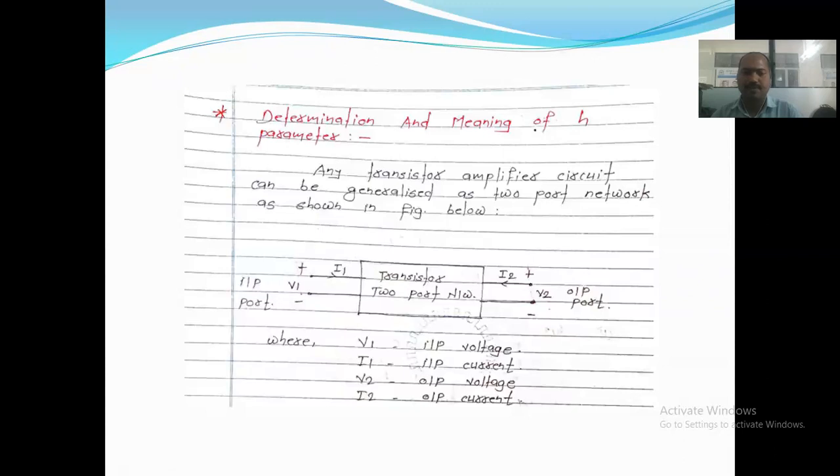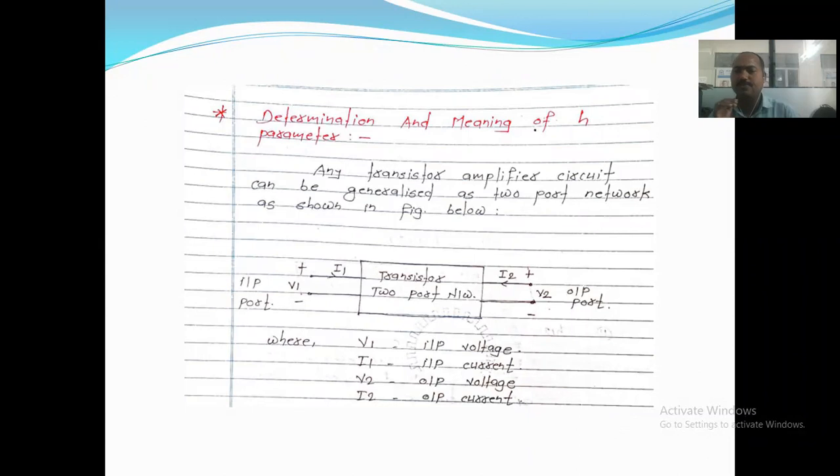We know that we consider the transistor as a two-port network. So what do we mean by a two-port network? We have to see that first. A two-port network indicates that it has two inputs and two outputs. So two input, two output is nothing but a two-port network.